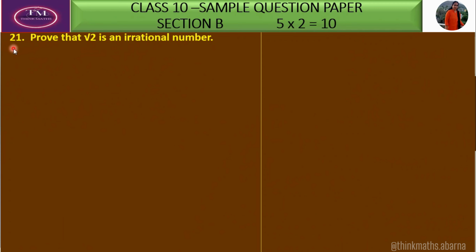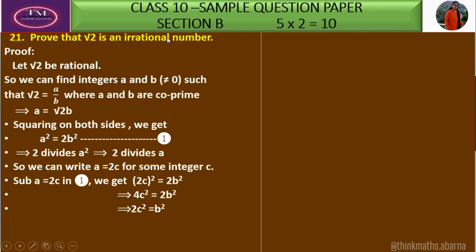First, the 21st question: prove that root 2 is an irrational number. This question was already discussed in the exercise problems, so we can go through it faster now. We have to prove root 2 is an irrational number. For this we will assume the contradiction. Suppose root 2 is rational.